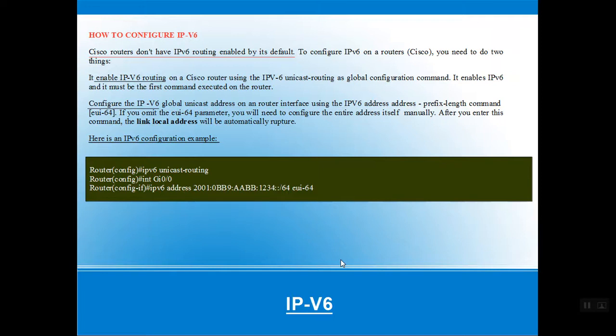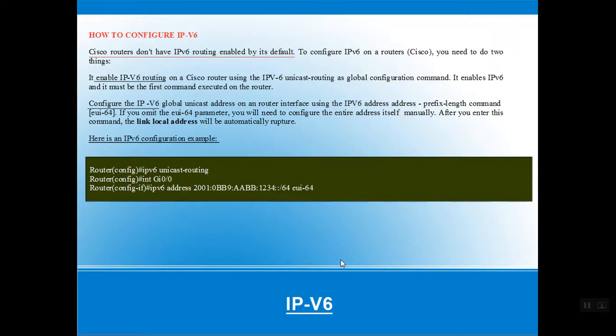So it has to be enabled by the commands we are using on our command prompt, or in our router. We need two things. First, we need to enable IPv6, and secondly, configure the IPv6 on it. We are using the command ipv6 unicast-routing. After entering that, in configuration mode, we go to the interface: int gi 0/0.